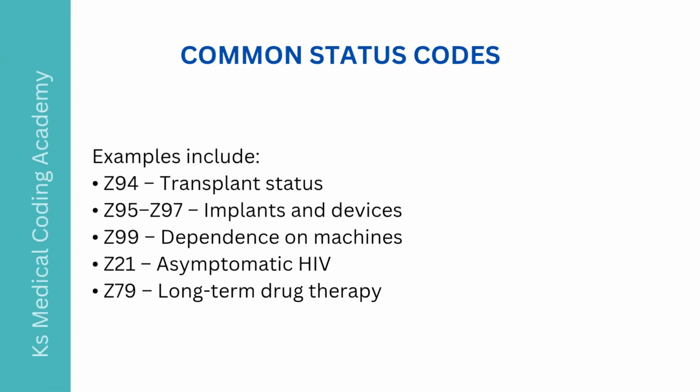Common status codes. Examples of status codes include Z94, which indicates transplant status, Z95 through Z97, which indicate the presence of implants and medical devices, Z99, which identifies dependence on machines such as ventilators, Z21, which represents asymptomatic HIV infection status, and Z79, which indicates long-term drug therapy. These codes provide important information that may influence treatment decisions.